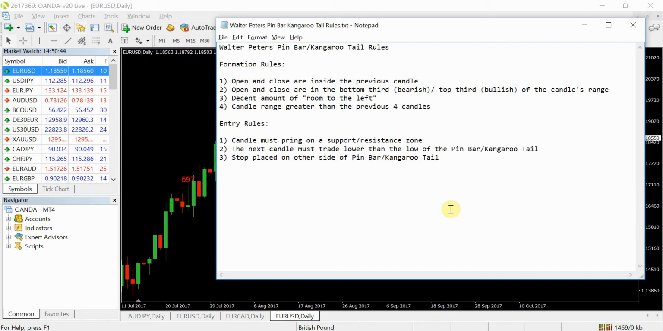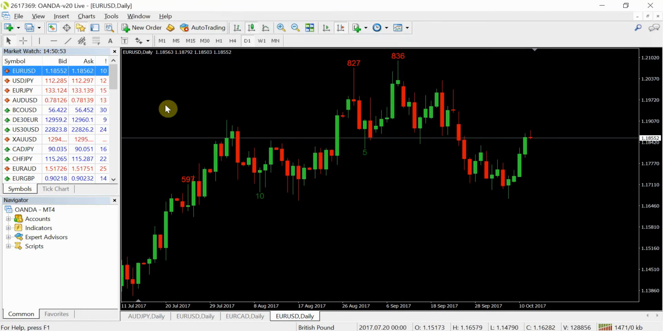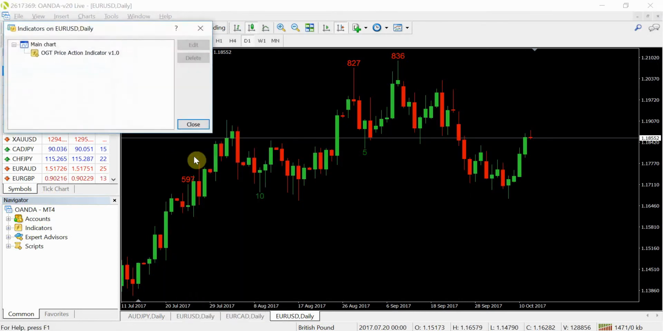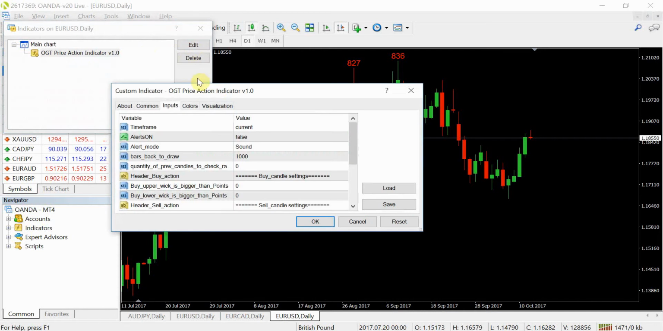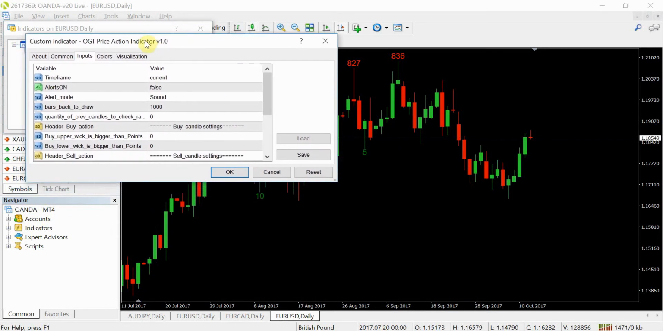So those are those entry rules. Again, they're nothing to do with the coding of this indicator. This indicator is quickly to show you at a glance the rules of a pin bar. So what I'm going to do is show you inside the indicator so you can have a look at what you can do with it.